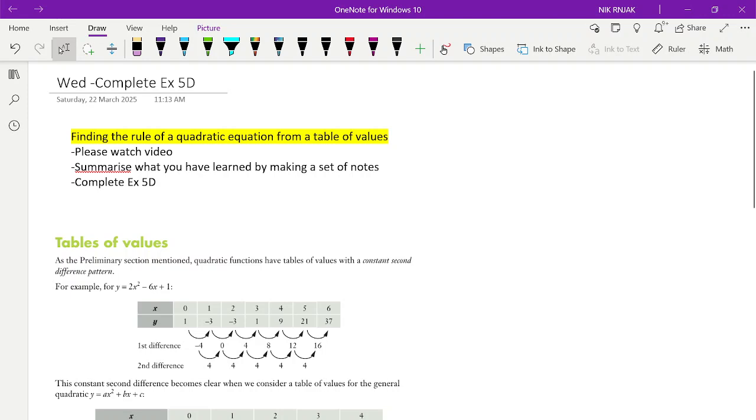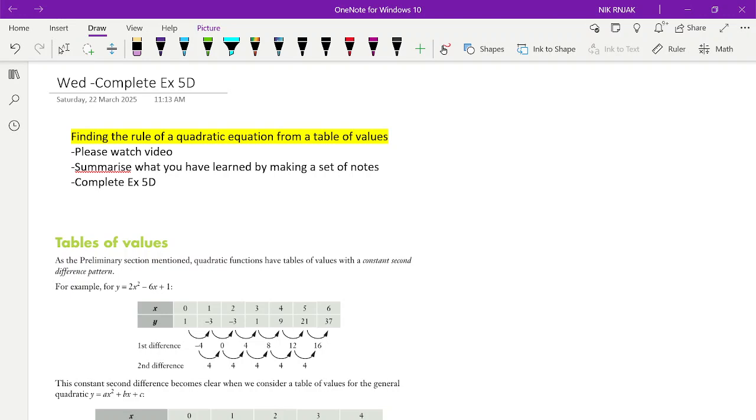But then if we take a look at the difference between each of these values, you can see that they're all 4, okay? And that's what actually makes it a quadratic relationship, the fact that the second difference is the same. With a linear equation, the first difference is the same.